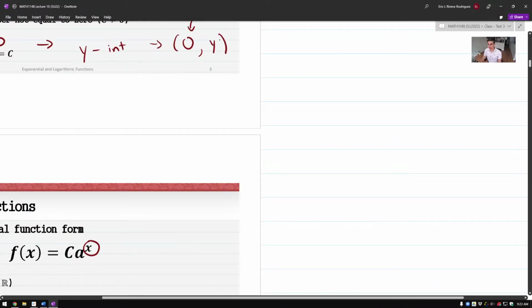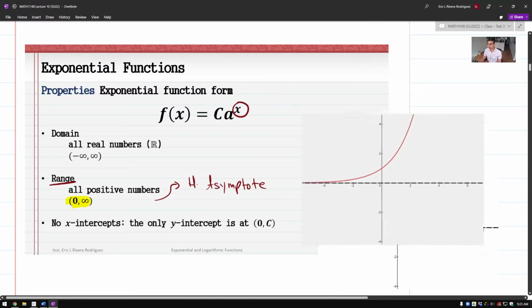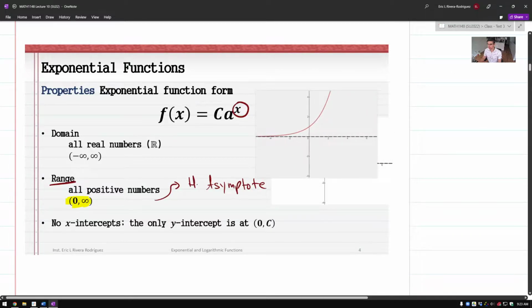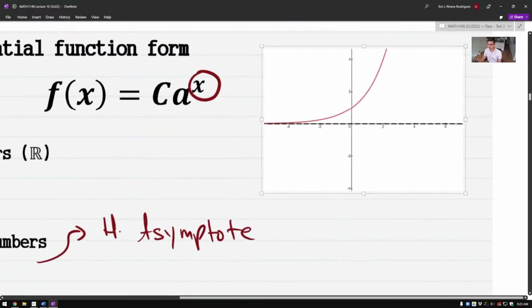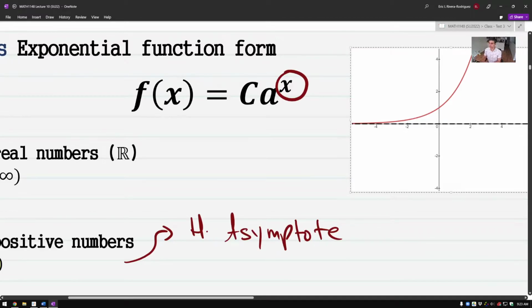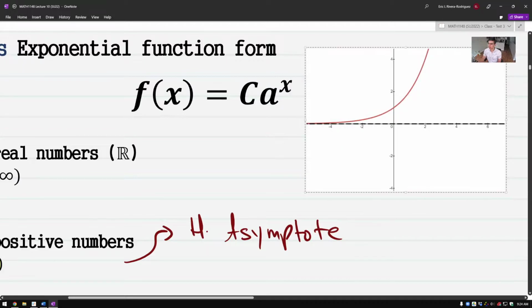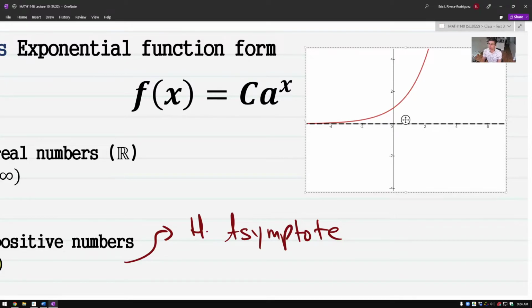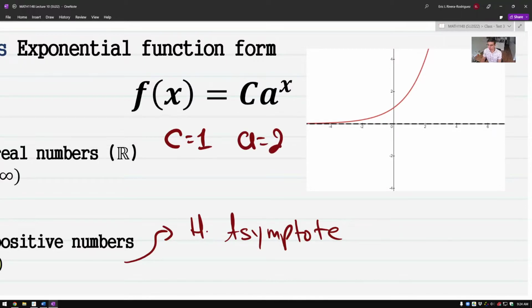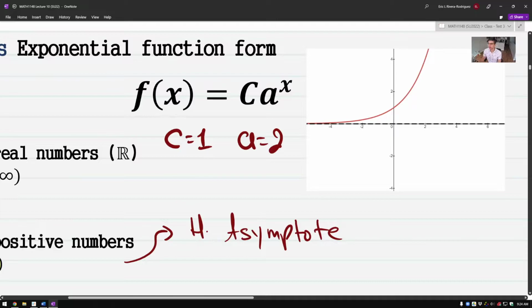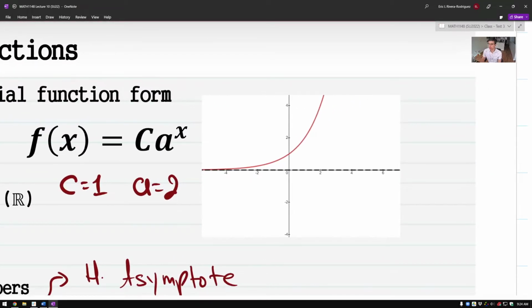My question for you is, can you think of a value for x that we plug into an exponential function and we receive a negative value? Let me make this more clear. Let's suppose that c is equal to 1, and then the base is 2. So what we have is, focus on this equation.